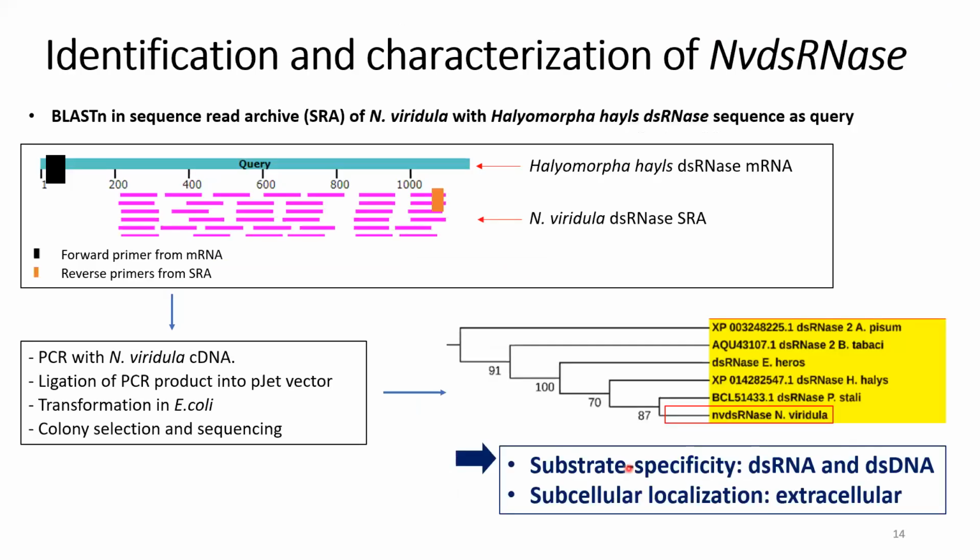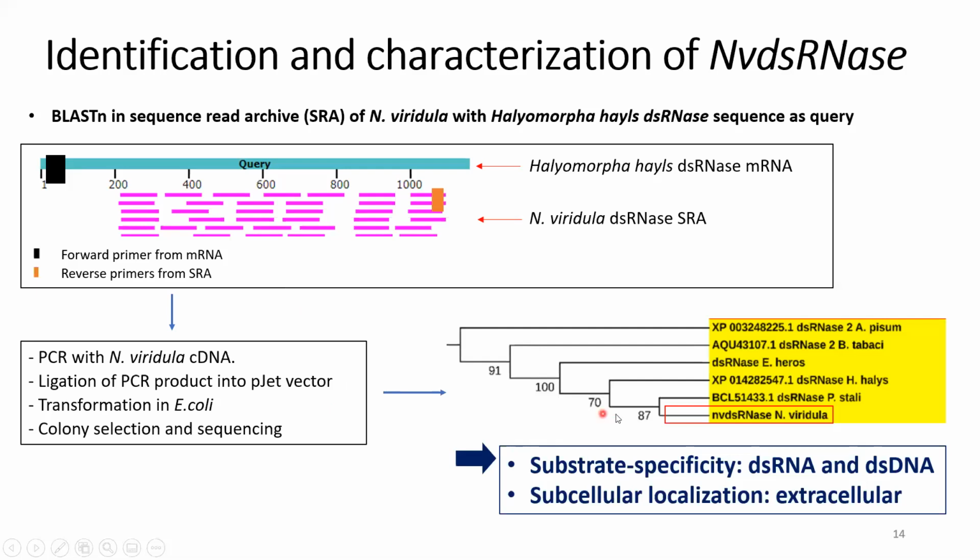So first, here is how we identified this RNase sequence. We used the Sequence Read Archive database of Nezara viridula, but to obtain the full length sequence, we used the mRNA sequence of Halyomorpha, which is another species of stink bug. And then the whole fragment was amplified by PCR, and for the purpose of sequencing, it was cloned in the pJET vector.